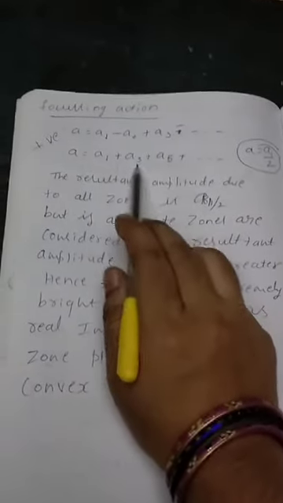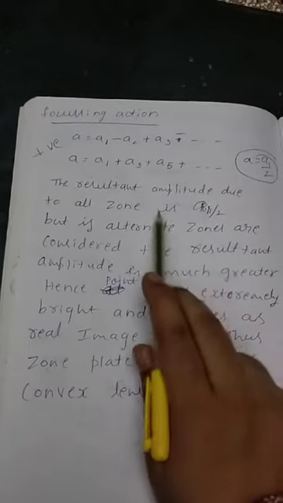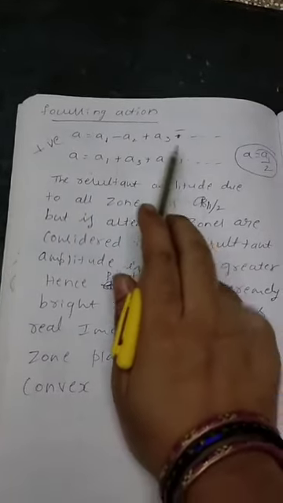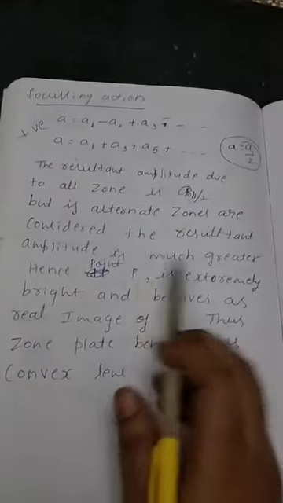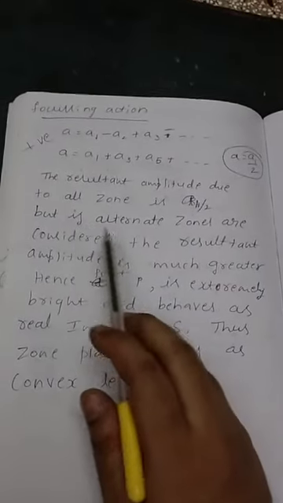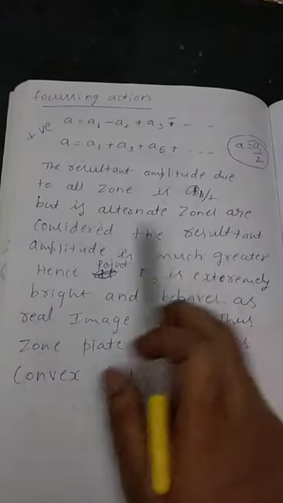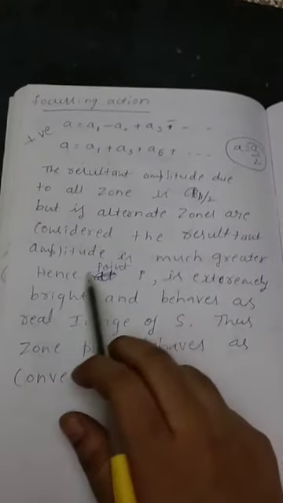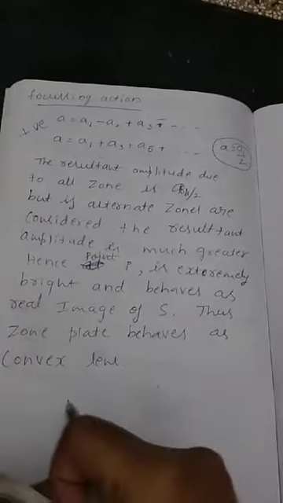But if you consider alternate zones into account, then you will get A1 plus A3 plus A5, which is much greater than A1 by 2. All the zones give A1 by 2. Only odd zones give A1 plus A3 plus A5, which is much greater than the value of A1 by 2. That means the point P is an extremely bright point. If alternate zones are considered, the resultant amplitude is much greater. Hence, point P is an extremely bright point, and that point behaves as a real image of S.